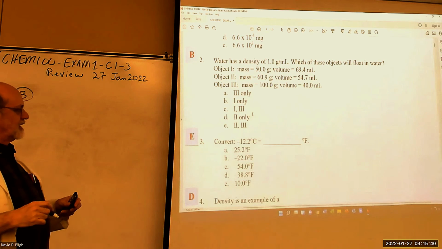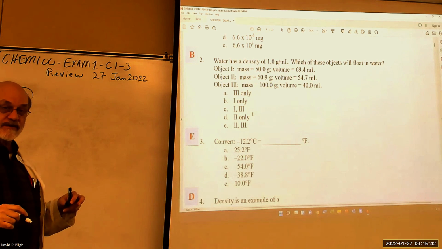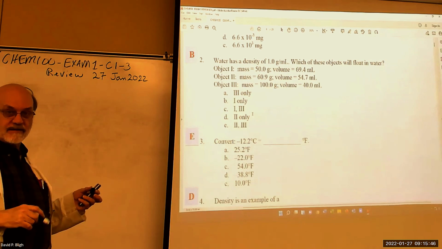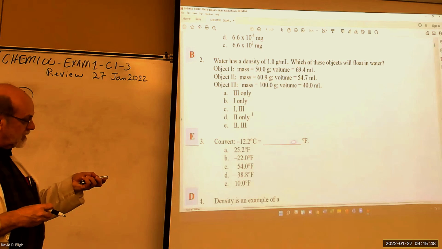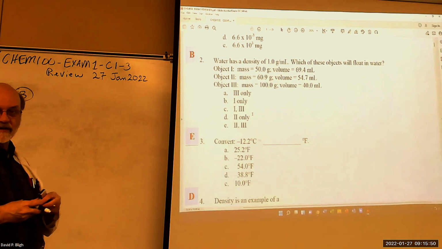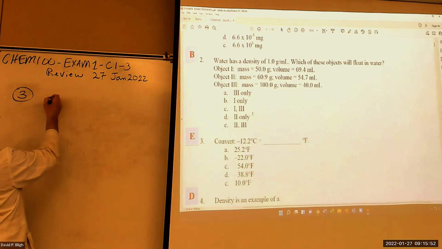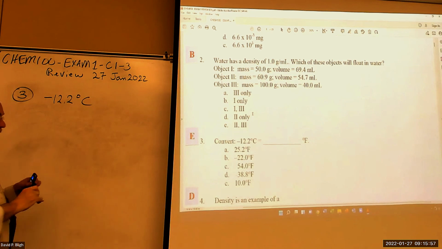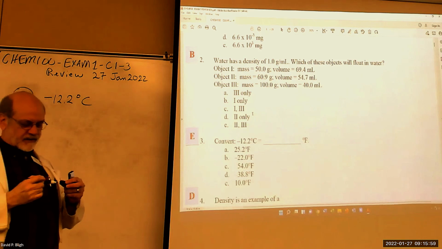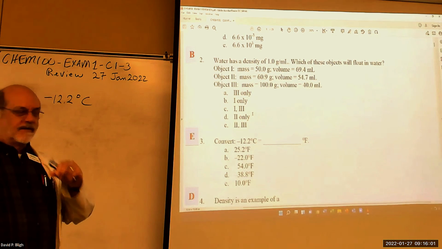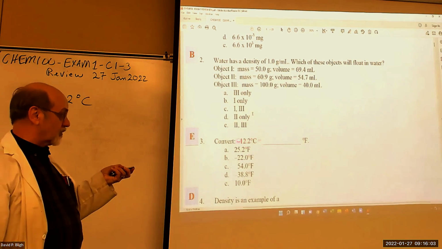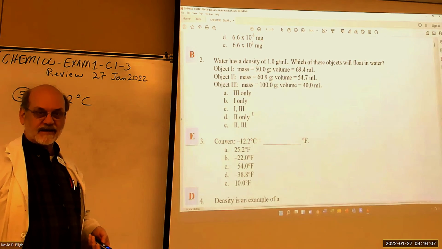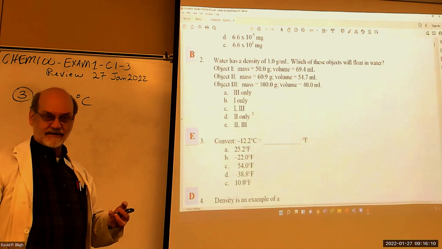Convert a minus 12.2 degrees Celsius to degrees Fahrenheit. That's what that's saying. Fill in the blank. What is this in degrees Fahrenheit? Okay. So we have minus 12.2 degrees Celsius, and we want to go to Fahrenheit. So what do we need to know? We need to know what's the relationship between centigrade, or Celsius, and Fahrenheit, right? And there's a formula for that, right?